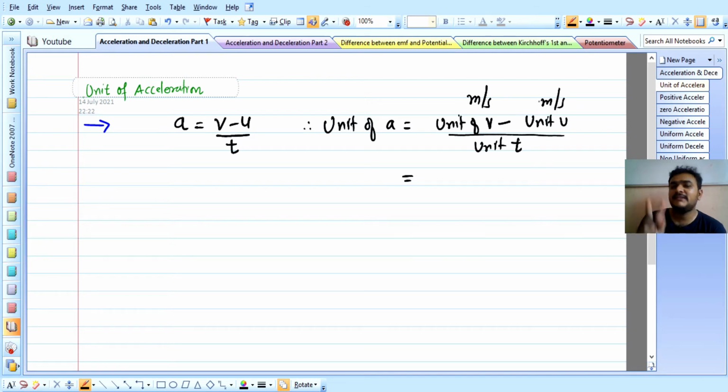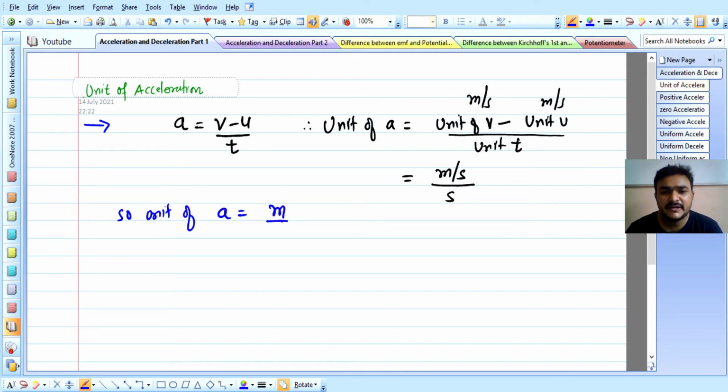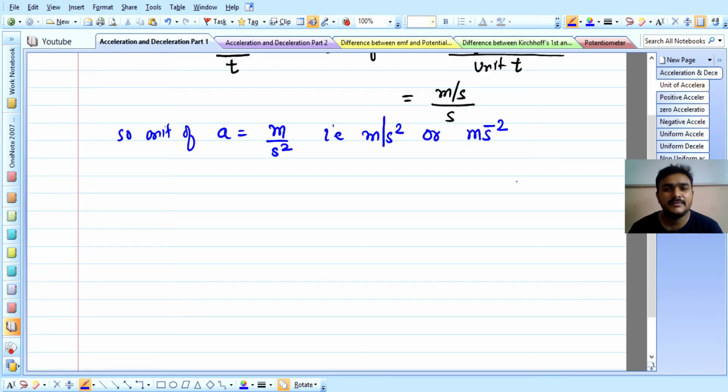So if you subtract the two values having unit meter per second, its ultimate unit is meter per second, and the unit of time is also second. So the unit of acceleration is meter divided by second square, that is generally written as meter per second square, or sometimes it is written as meter into second to the power minus 2. Okay, so meter per second square is the unit of acceleration. So acceleration has the SI unit of meter per second square.